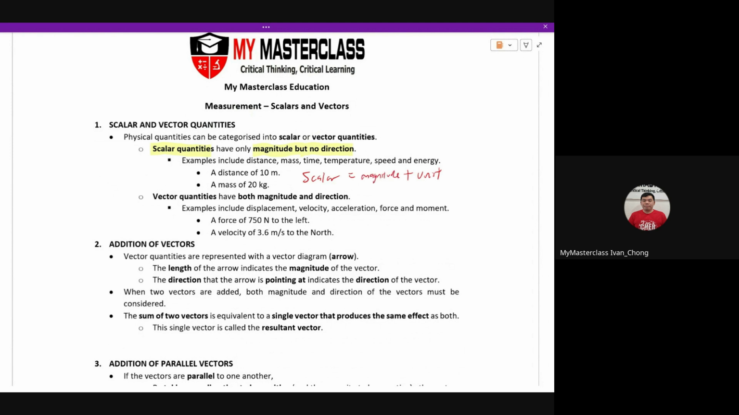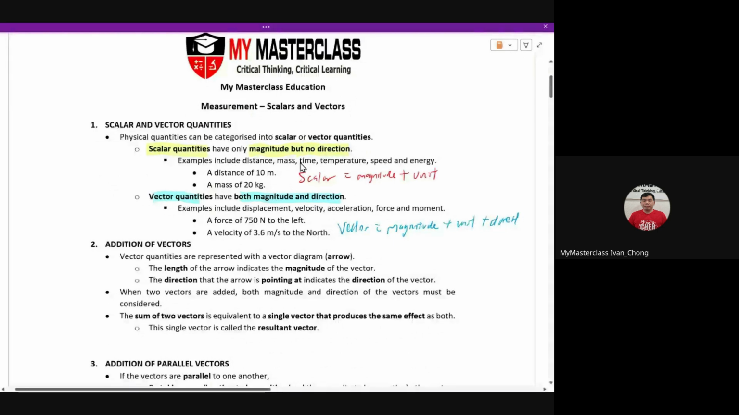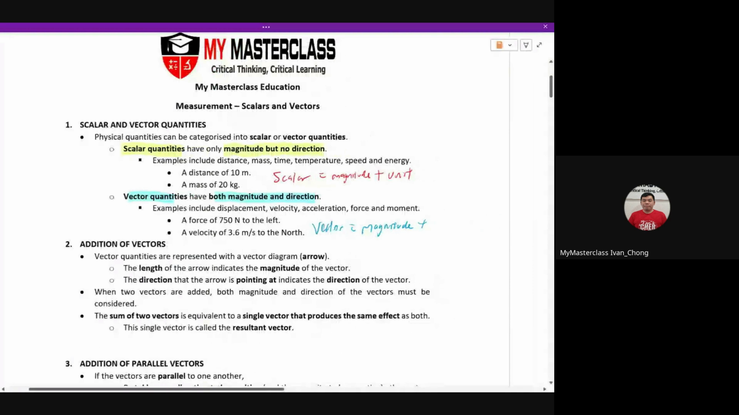On the other hand, vector quantities have both magnitude and direction. So if your answer is a vector, normally we will have the magnitude, which is the number plus the unit, and the direction as well. Let me just write this. My handwriting is not very good, but basically magnitude, unit, and direction. At the end of your answer, you want to mention whether it's to the left, to the north, down, up, right.